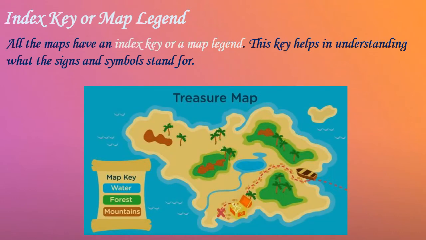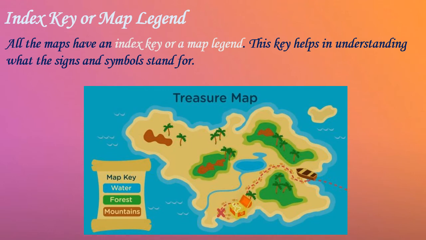Each and every map will have an index key or a map legend. Here we have a treasure map. If you look at the bottom left side, you can see map key. Map key is nothing but the index key or the map legend. So why is this map key given on each and every map? Because this key helps us to understand what each and every sign and symbol stands for.